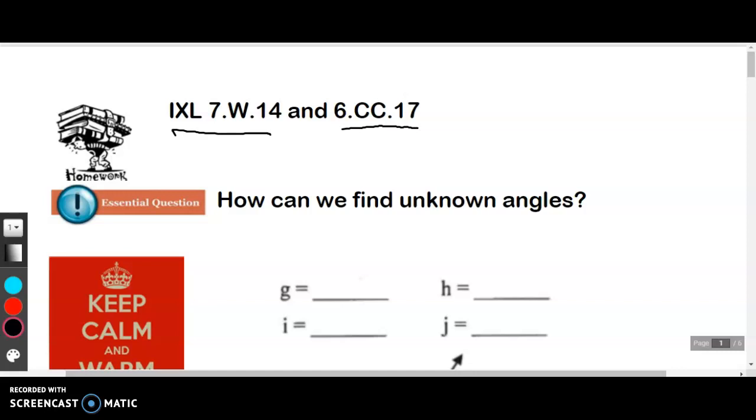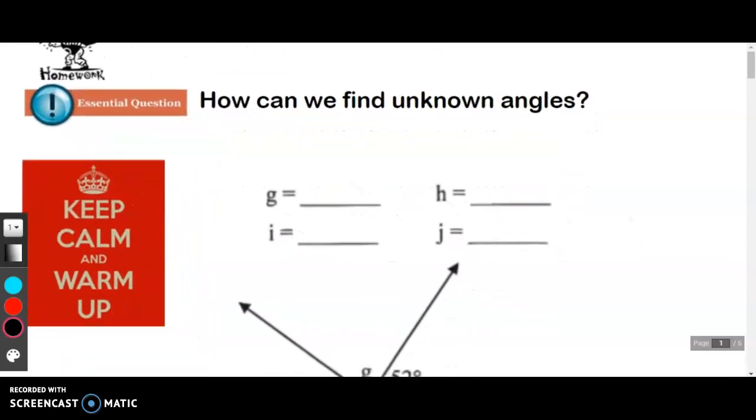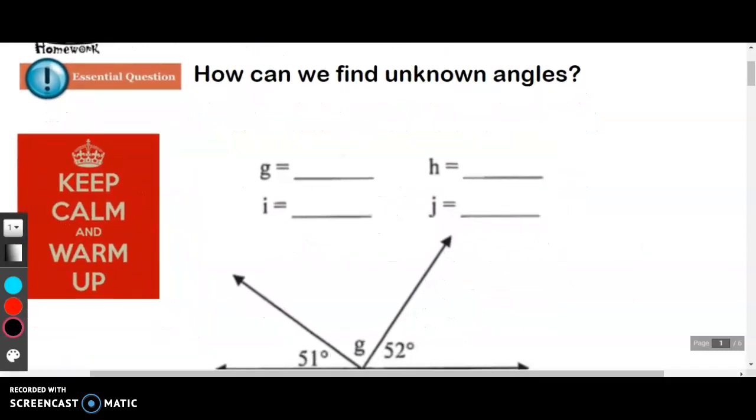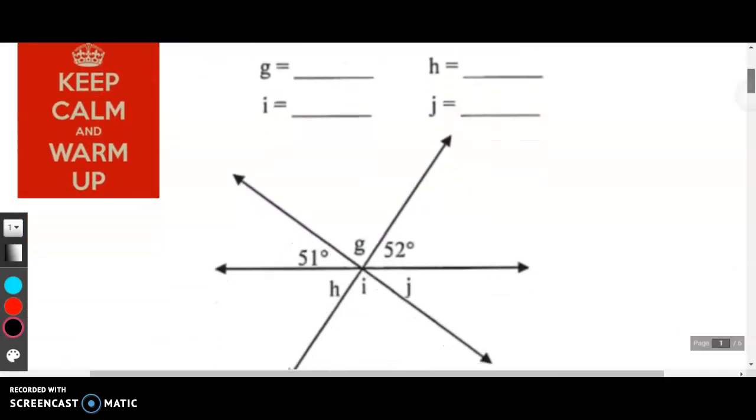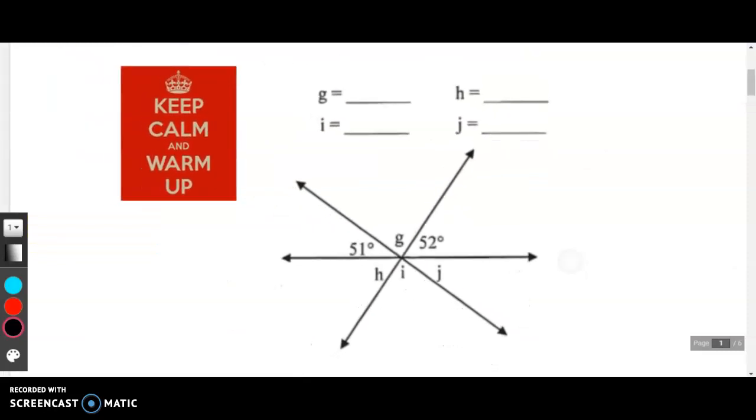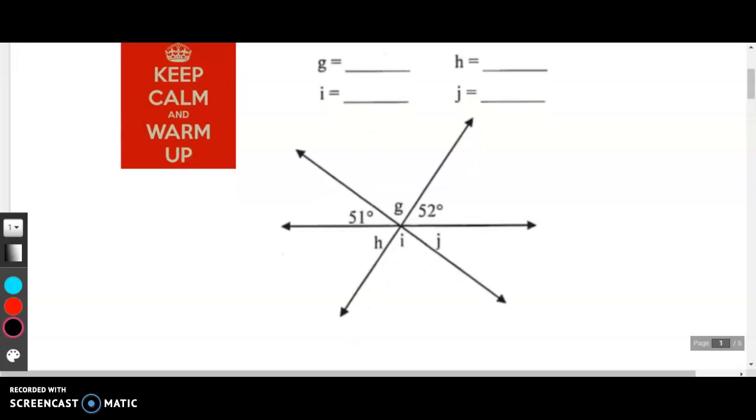Today's essential question is, how can we find unknown angles? We've already talked about this a bit, so we're going to continue this week. But first, let's start with a warm-up, a question that we did in some of the classes where we didn't get to it. So we will start with this question right here, which is finding these 4 missing angles.